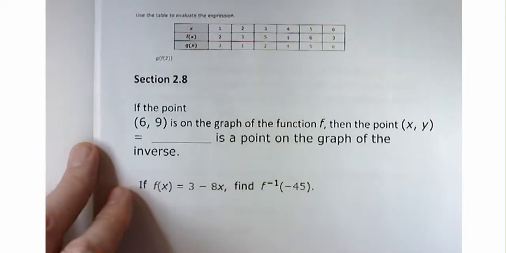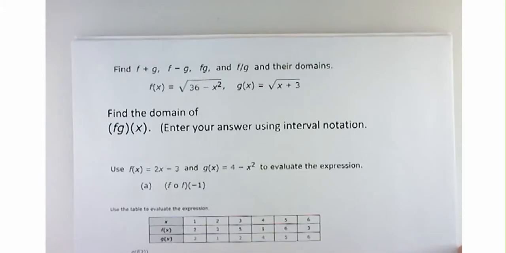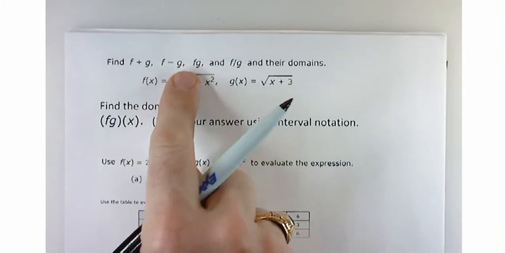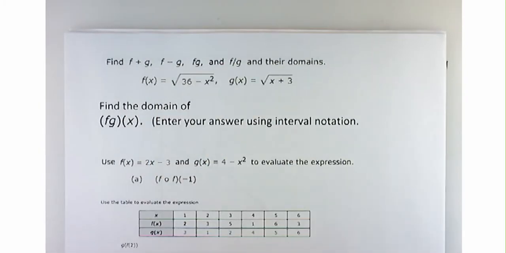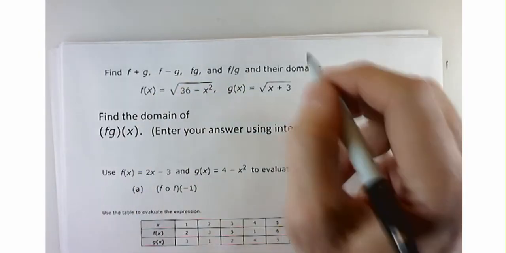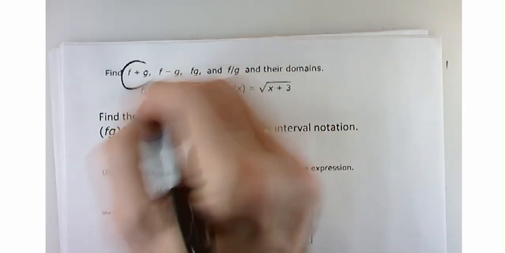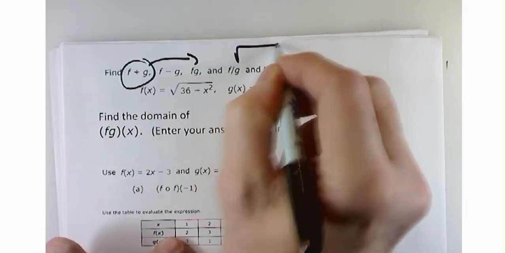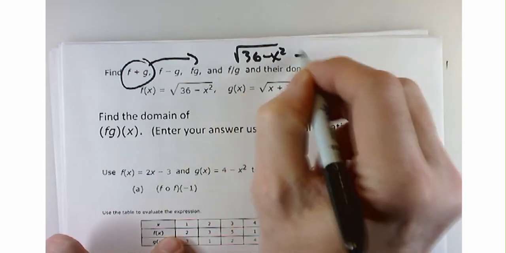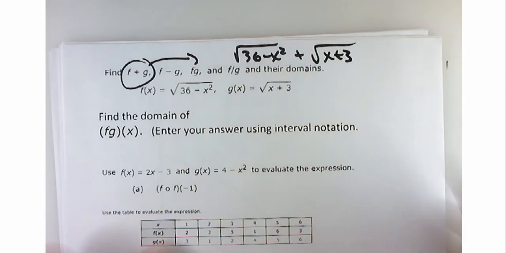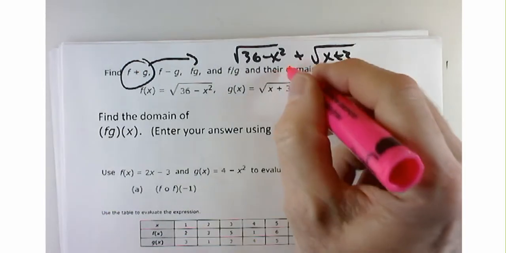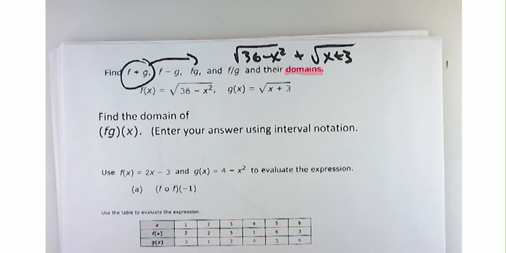These are a little more challenging. So f plus g, f minus g. Again, this is just function notation. If you were asked for f plus g of x, it's simply going to be square root of 36 minus x squared plus square root of x plus 3. The problem is, what's the domain? Again, the domain is the x values where these functions live. And this is where we're going to turn to that second QR code that I put on your handout, or the second link.